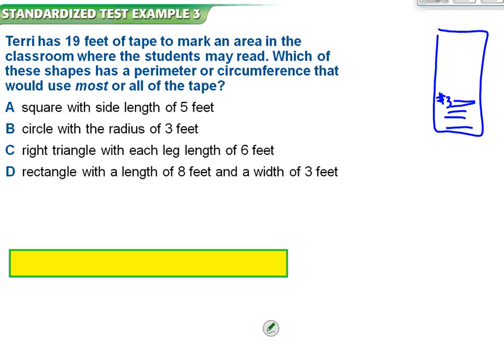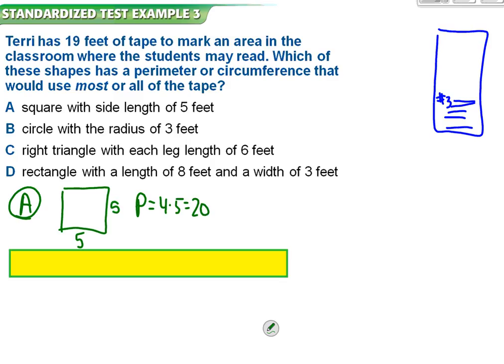So for letter A, if it's a square that is 5 feet by 5 feet, the perimeter for that is just 4 times 5. Perimeter is 4 times 5, so 20. You can't use A because you only have 19 feet of tape.